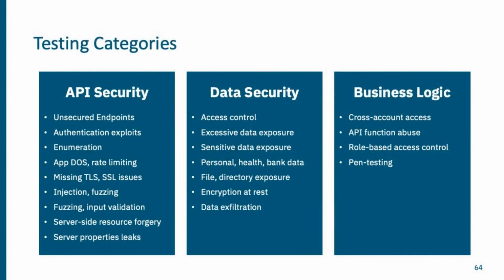And when you're looking at what kinds of things you should be testing for, this is by no means comprehensive, but should give a taste of the type of testing and coverage that you need, broken into these three categories. So from a security standpoint, looking for unsecured endpoints and authentication exploits, enumeration like those incrementing IDs, looking for rate limit issues and lack of encryption, fuzzing, and the server-side request forgery, properties leaks. All that sort of falls into the API security.